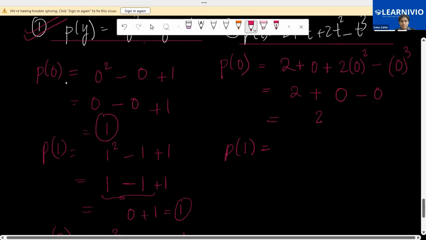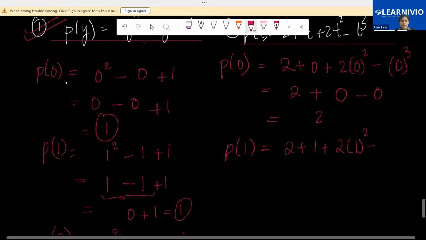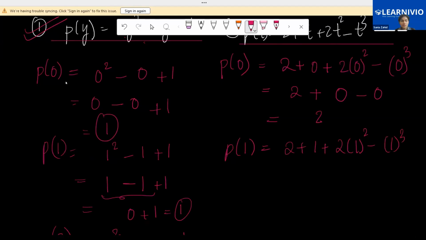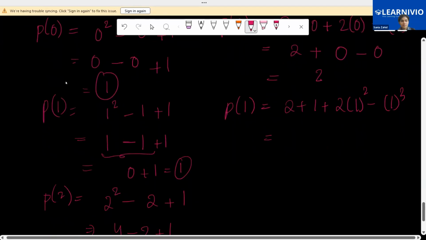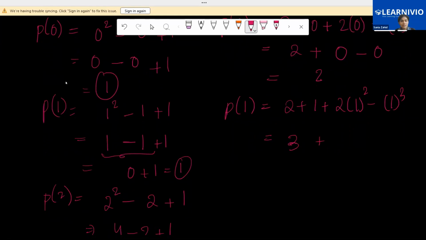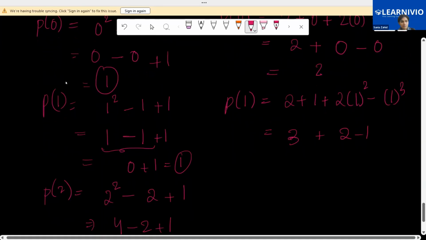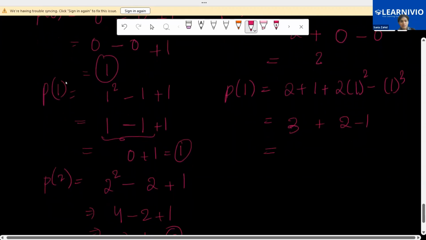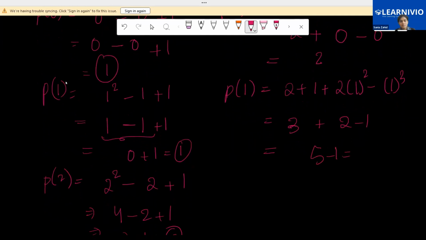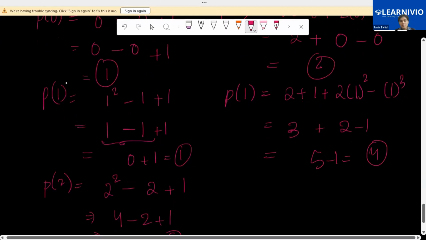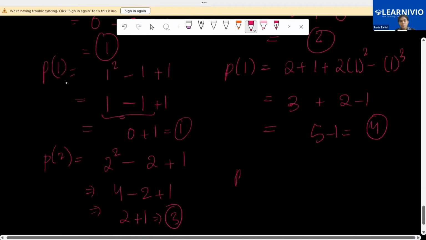Now next, Umema, tell us for P is equals to 1. 2 plus 1 plus 2 into 1 square minus 1 cube. Good. 2 plus 1 is 3. And then 2 into 1 square is 2, and then minus 1. Then 5 minus 1, that's 4. Your answer is 4 over here. Okay, Hafsa, now tell us for P is equals to 2.